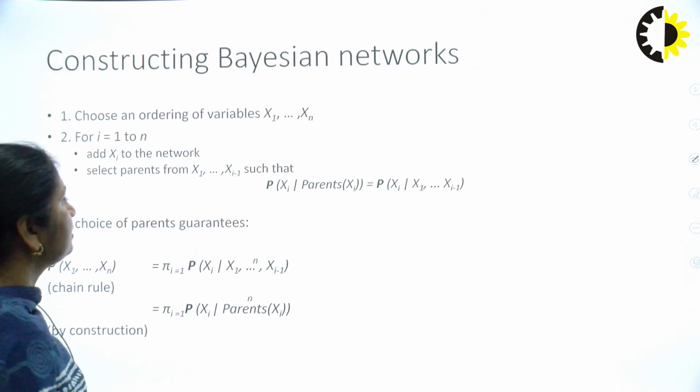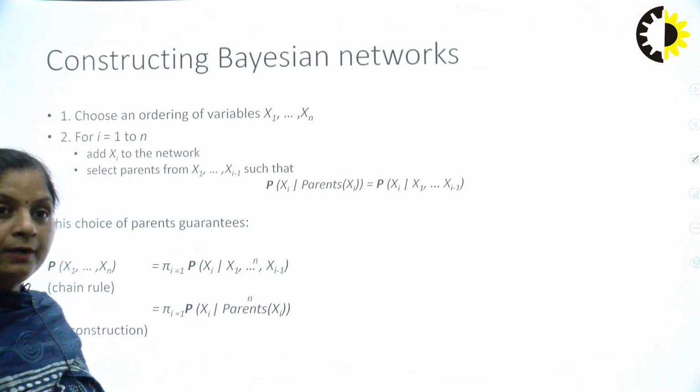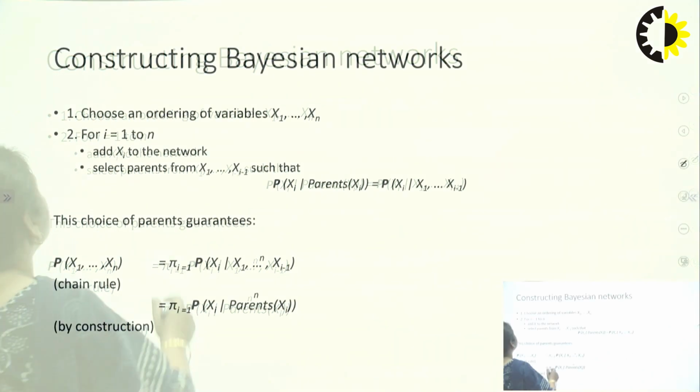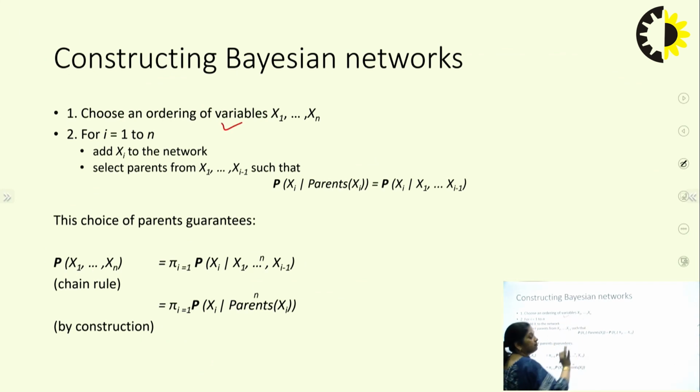How do we construct it? For constructing a Bayesian belief network, we will choose any order of variables. We are given some variables, so we will consider any order. When we consider any order, one by one, we will add each variable to the network. Now what we want is the conditional probability table. So what will we do?